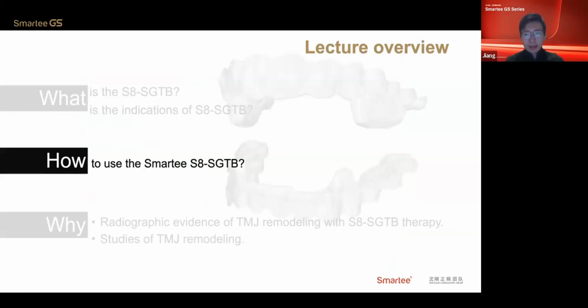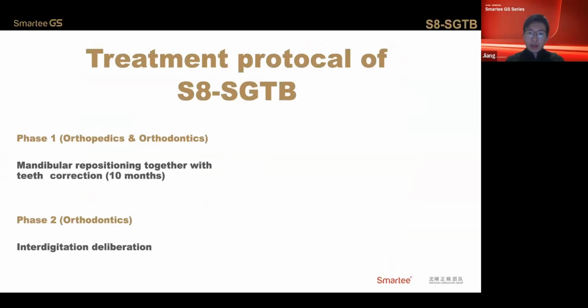So how to use Smartee S8? We should know that we divide it into two parts, phase 1 and phase 2. In phase 1, we have orthopedics and orthodontics together. Although the priority is the mandibular repositioning, we can also align the teeth, especially molar distalization, dental arch expansion, flattening of the curve of Spee, and teeth alignment. It takes about 10 months because we need 10 months of constant mandible repositioning in order to have a stable new position. We emphasize that it should be worn 24/7, 7 days a week, 24 hours a day, even when eating.